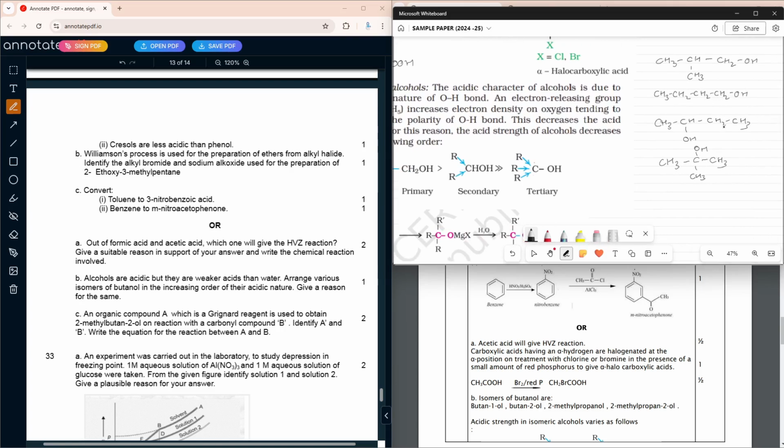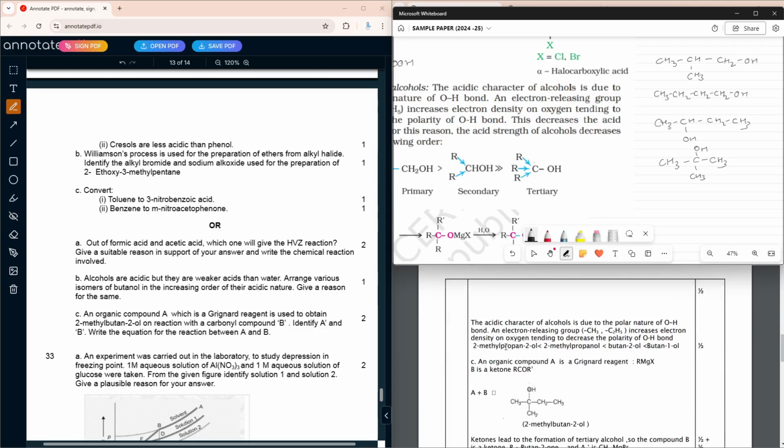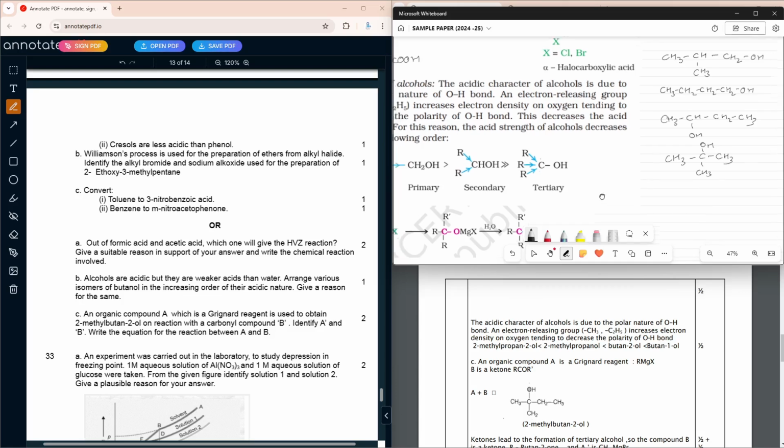This is going to be more acidic than this, than this, than this, because this carbon is a tertiary carbon atom. This is secondary. No, this is secondary. This and this is primary. So the order is going to be 2-methylpropan-2-ol, 2-methylpropanol, butan-2-ol, and butan-1-ol. Okay, so this is based on the number of alkyl groups that are attached to it.